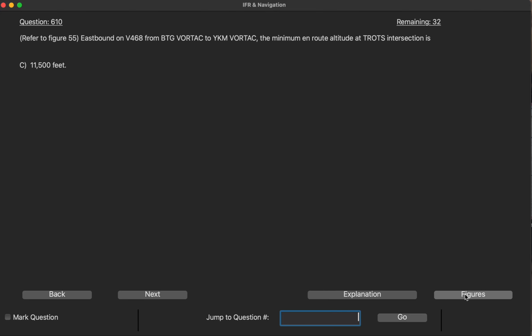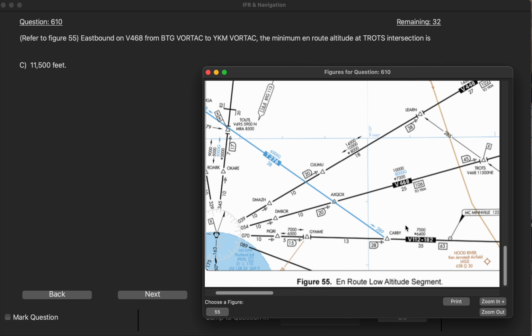Refer to figure 55. Eastbound on Victor 468 from the BTG VORTAC to YKM VORTAC, the minimum en route altitude at Schrott intersection is 11,500 feet.